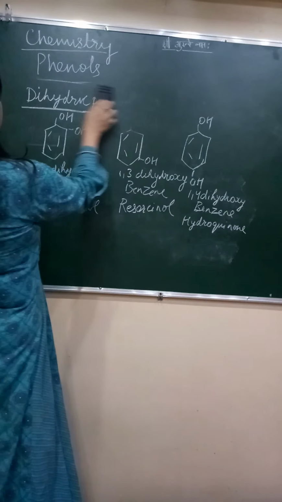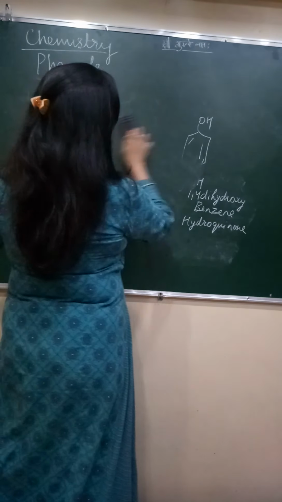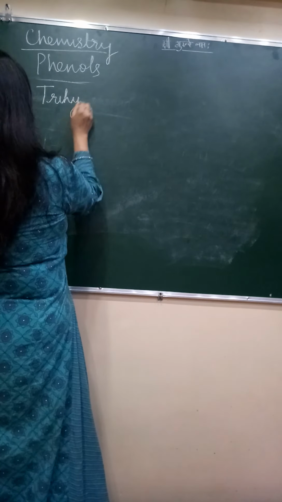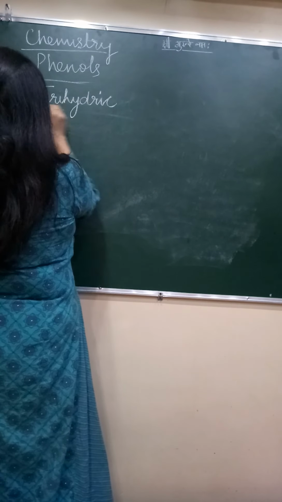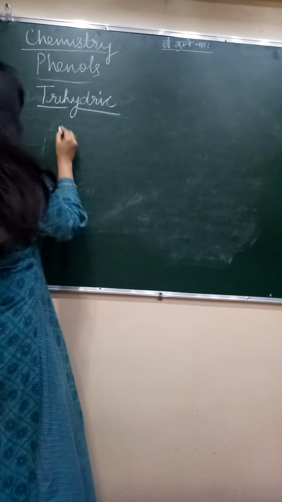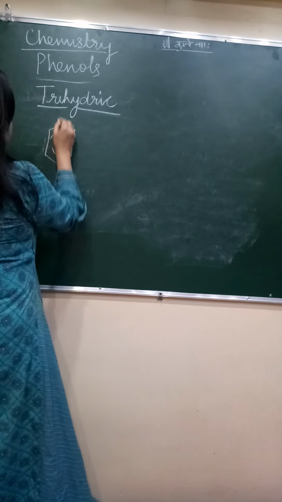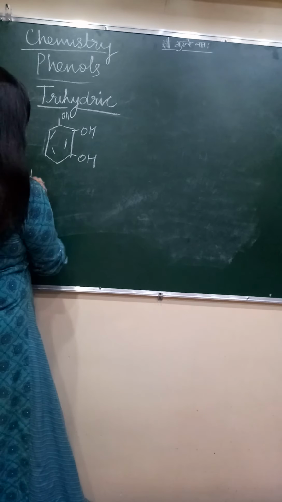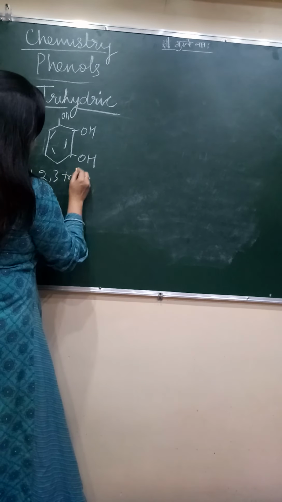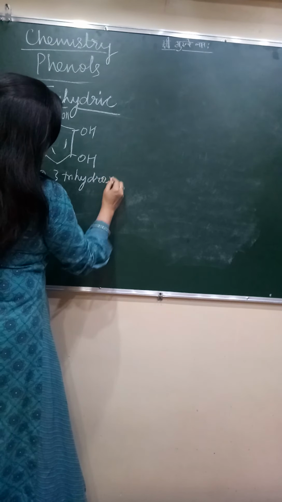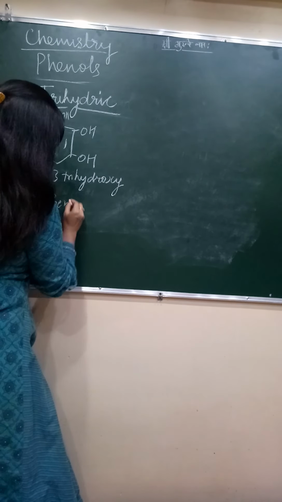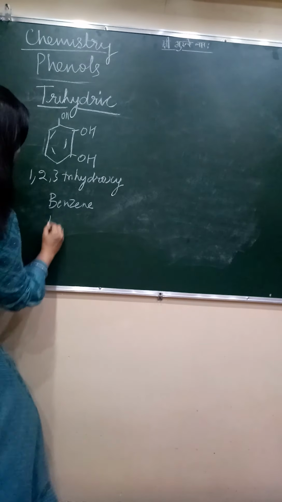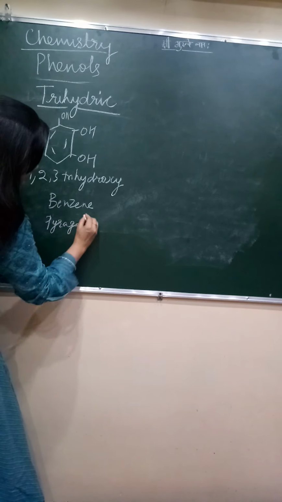Now come the trihydric phenols. What are trihydric phenols? Tri means 3. So when 3 hydroxy groups are attached like this, it is called 1,2,3-trihydroxy benzene, and the trivial name is pyrogallol.